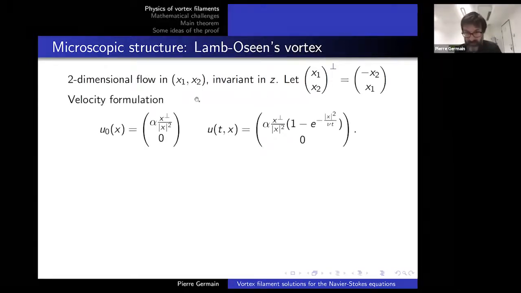So in the velocity formulation, the Lamb-Oseen vortex is given by this initial data. So you see, alpha is just a parameter that gives you the strength of the vortex. And you notice x perp over |x| squared. And as time goes by, the viscosity, which is present in the flow, will regularize this initial data, which obviously is singular at 0. So this will translate into this regularizing factor that vanishes at 0.